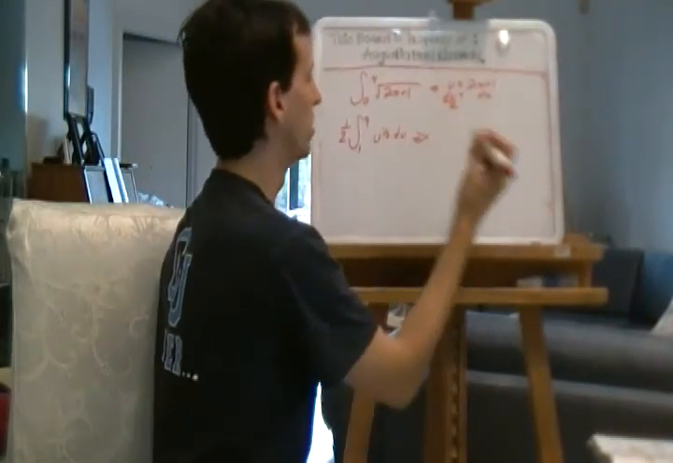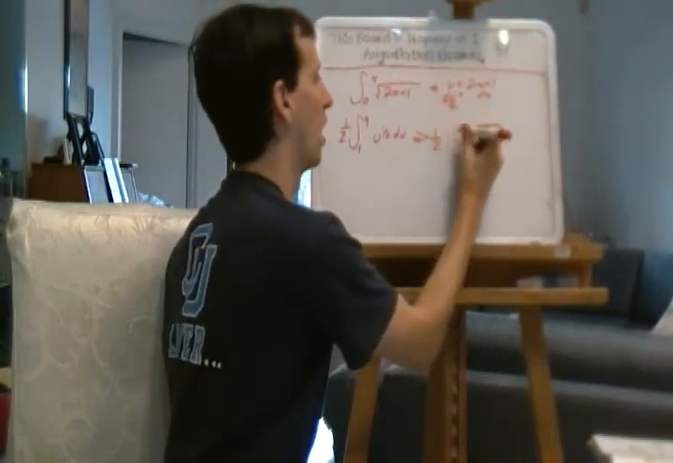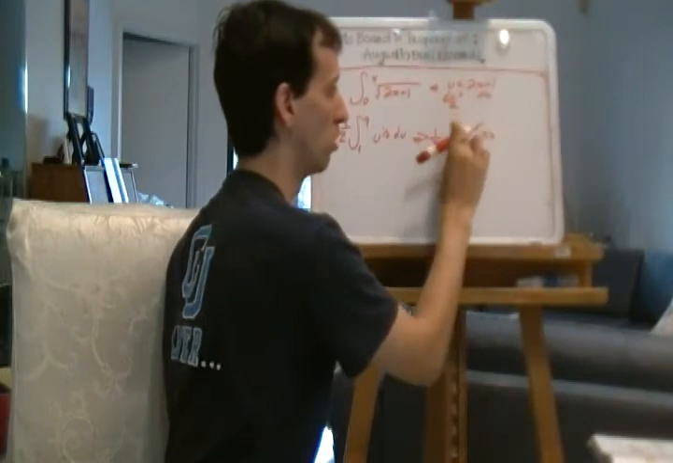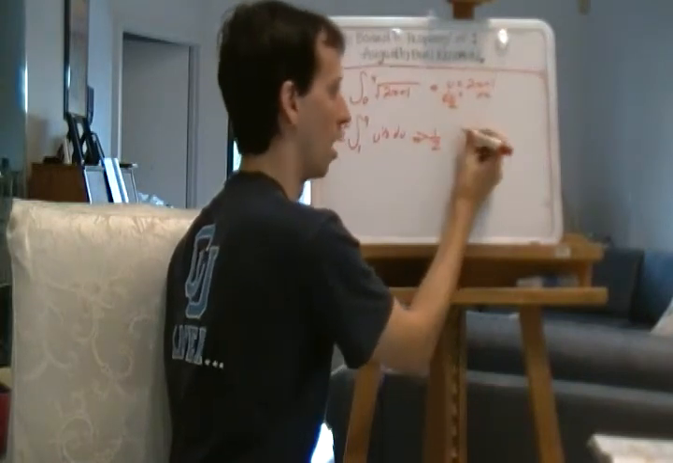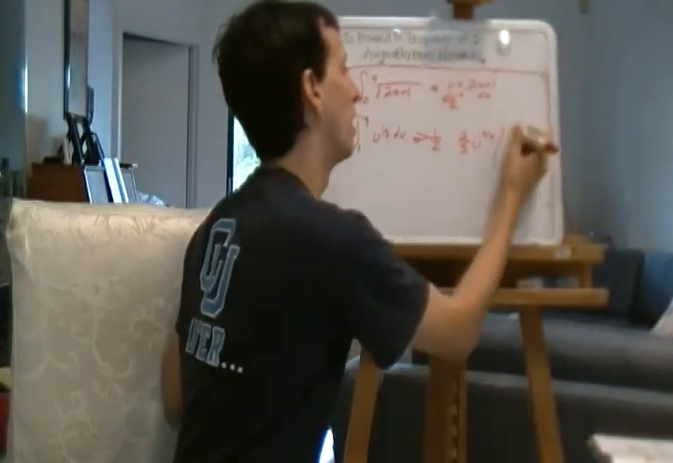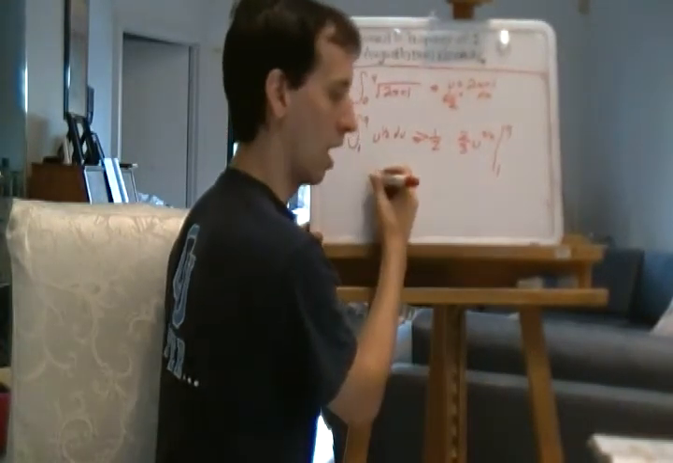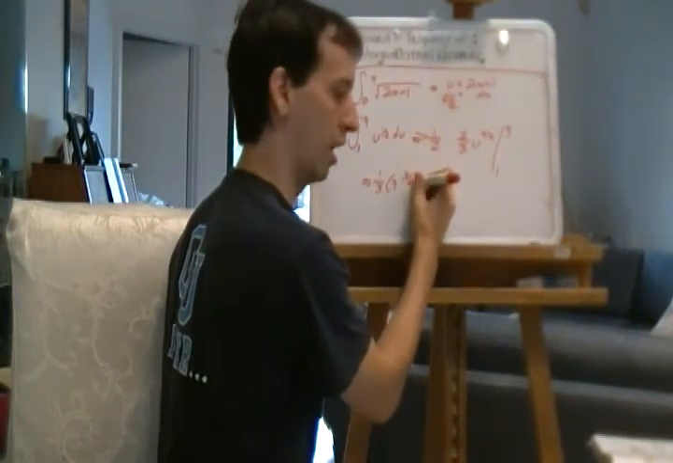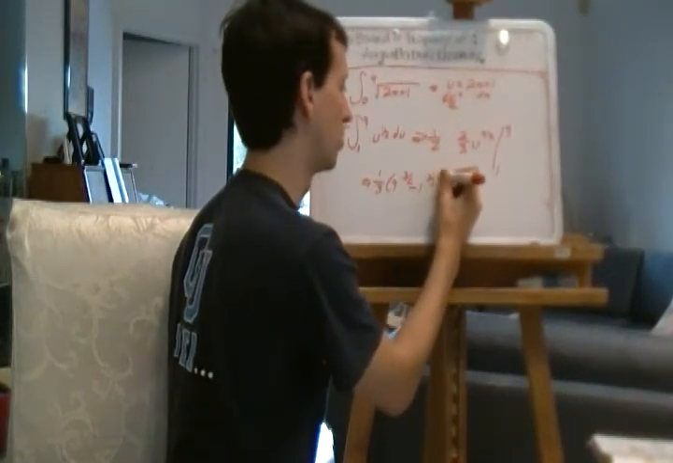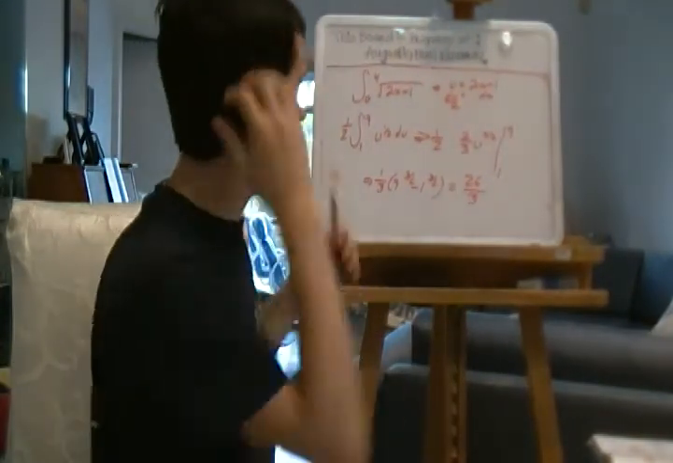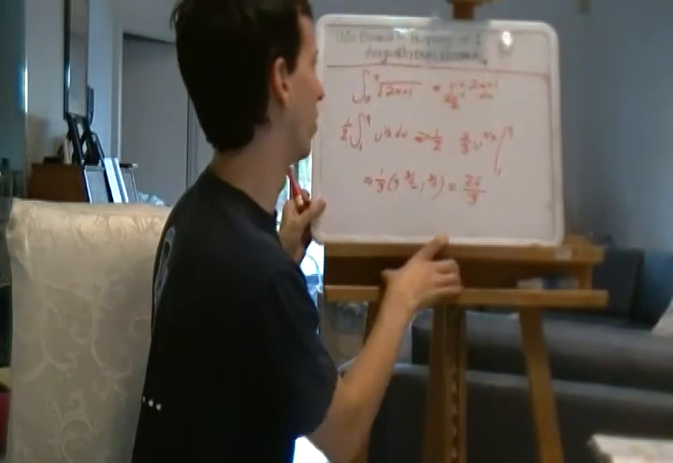And we know how to integrate that. That's going to be 1/2 times 2/3 u to the 3/2, evaluated between 9 and 1. And if you figure that out, it's going to be 1/3, 9 to the 3/2 minus 1 to the 3/2. It's going to give you 26/3. So that's how we can find a definite integral.